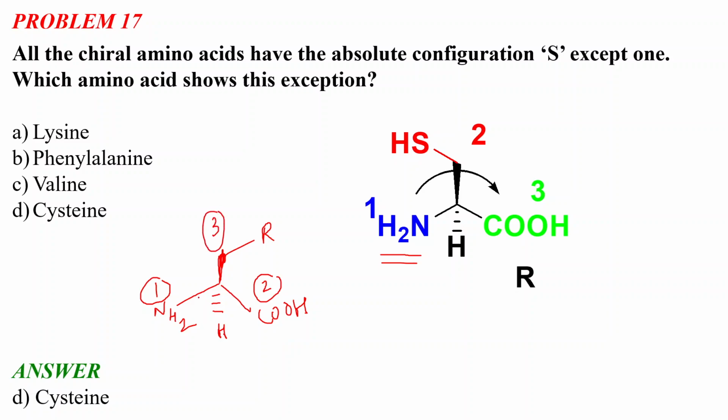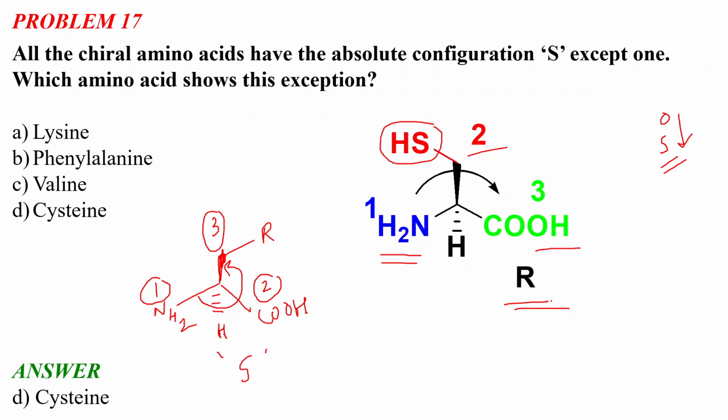So it generally goes from 1, 2 to 3. So this is anticlockwise, which means S configuration. Now for cysteine, what happens? We have sulfur here. If you look carefully, we have sulfur here, and you know that in the group, oxygen comes, then the sulfur downward. So sulfur has the higher molecular weight, so it has the higher priority, which is priority number 2. Then the carboxylic group has priority number 3, so it goes 1, 2 and 3, and it is clockwise, so it is R configuration.